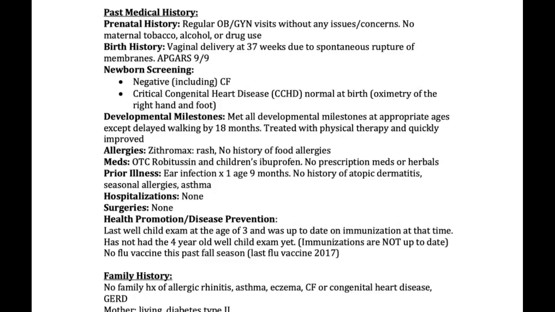So prenatal history on this child: the mother did receive regular OBGYN visits without any issues or concerns. No maternal tobacco, alcohol, or drug use when she was pregnant with the child. The child was delivered at 37 weeks, spontaneous rupture of membranes. APGAR scores were 9 and 9. So that gives you a really good idea of prenatal exposure and birth history there. Kind of gives you a good picture of this kid.